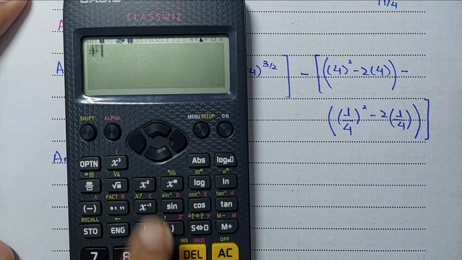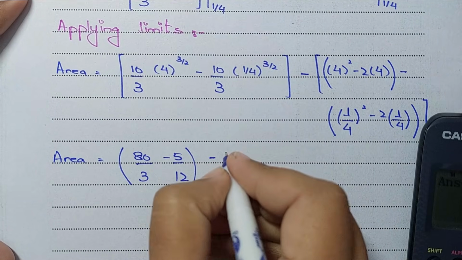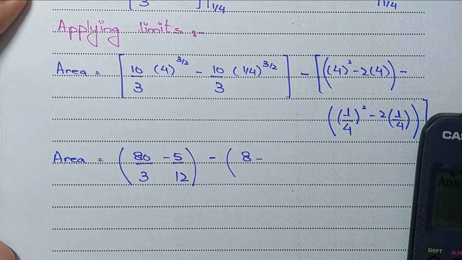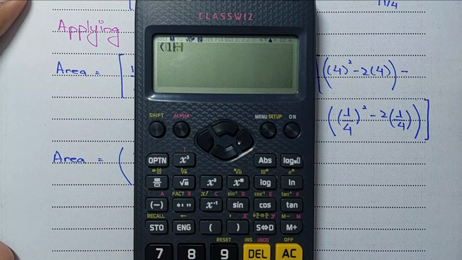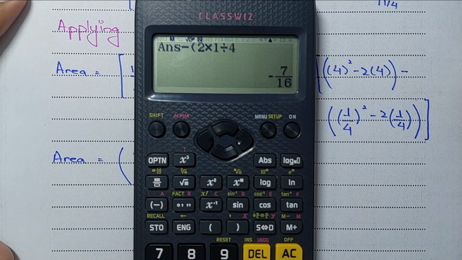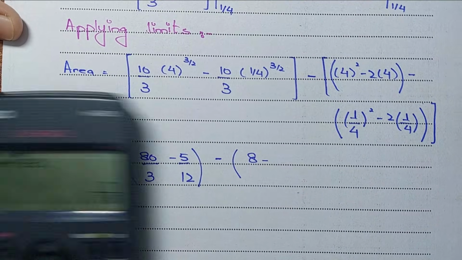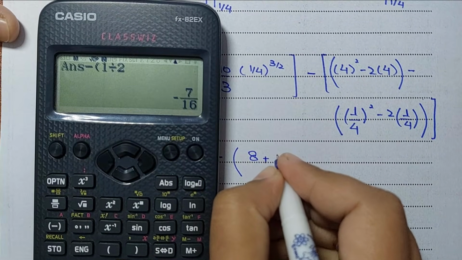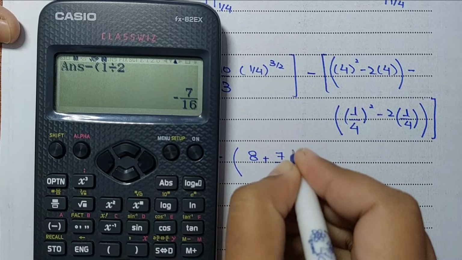Okay, 4 square is 16, minus 2 into 4 is 8, so this answer is 8. Minus, simplify this one: 1 over 4 is square, and minus 2 into 1 by 4. Minus 7 over 16. Minus minus becomes plus 7 over 16.